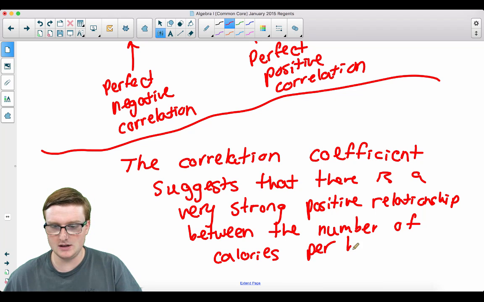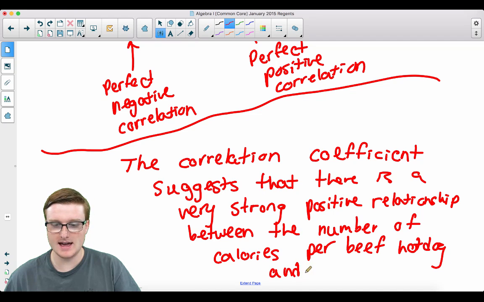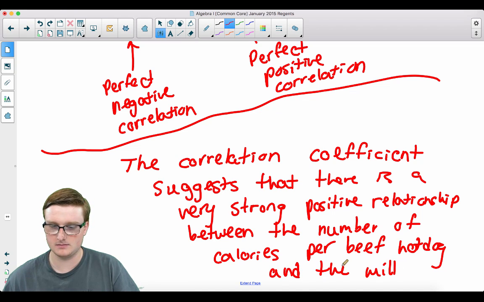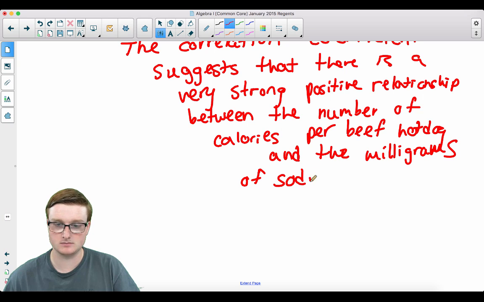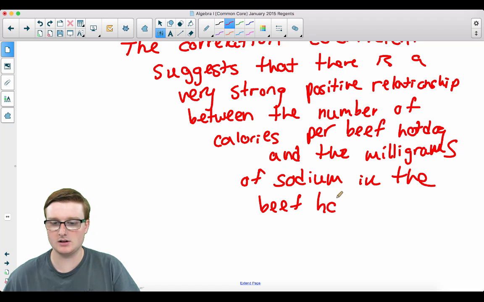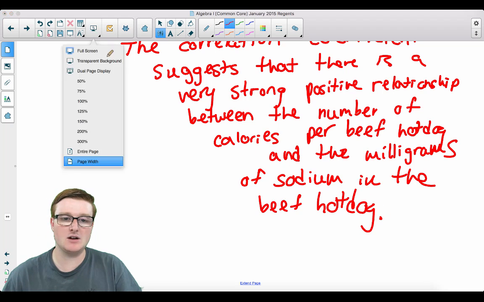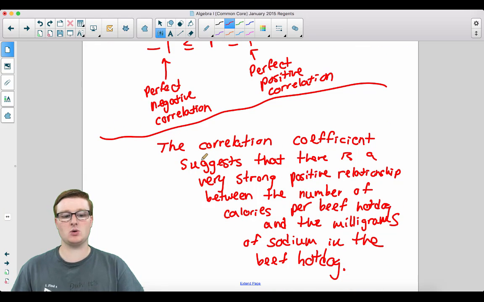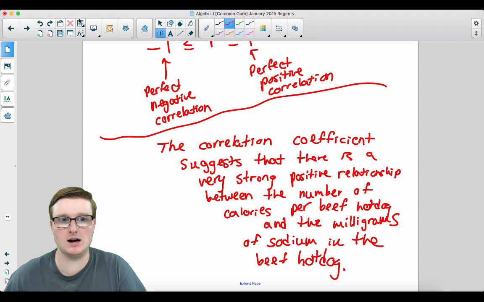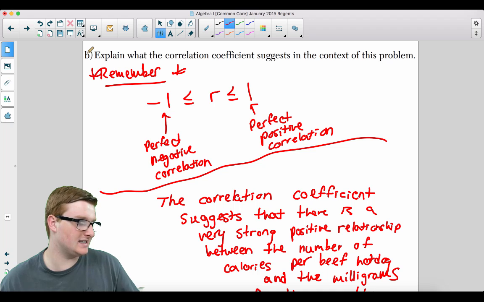Calories per beef hot dog and the milligrams of sodium in the beef hot dog. And that, ladies and gentlemen, is how you explain that answer. Pretty simple stuff. So just make sure you know what the correlation coefficient is in the context of the problem. All right, and that is it for number 35. Moving on to 36.